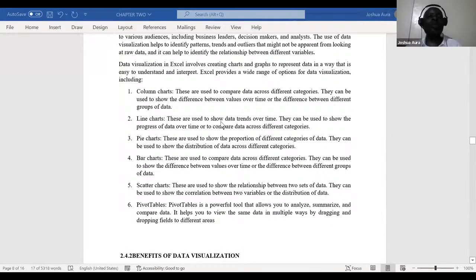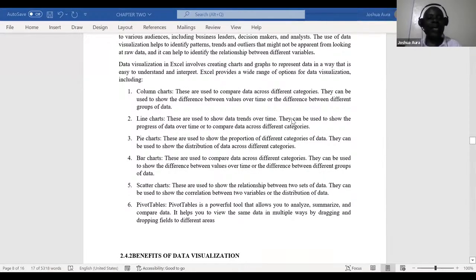Then we have the line charts or line graphs, which are used to show data trends over time. They can be used to show the progress of data over time to compare data across different categories. Then we have the pie chart. I hope everybody is able to see that circle, a pie chart. These are used to show the proportion of different categories of data. They can be used to show the distribution of data across different categories.